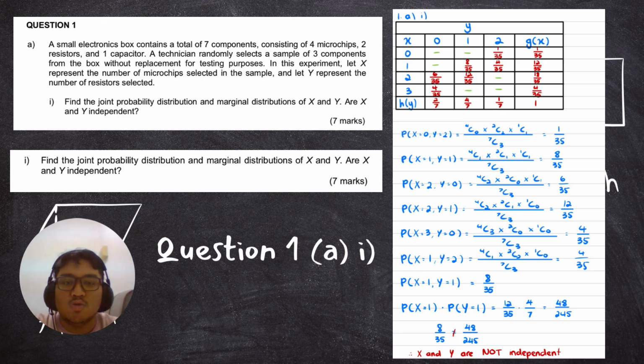The marginal distribution of X is found by adding across rows, and the marginal distribution of Y by adding down columns. To check for independence, we compare P(X=1, Y=1) with P(X=1) times P(Y=1). As a result, we get that 4/35 is not equal to 48/245. So since these values are not equal, we can say that X and Y are not independent.